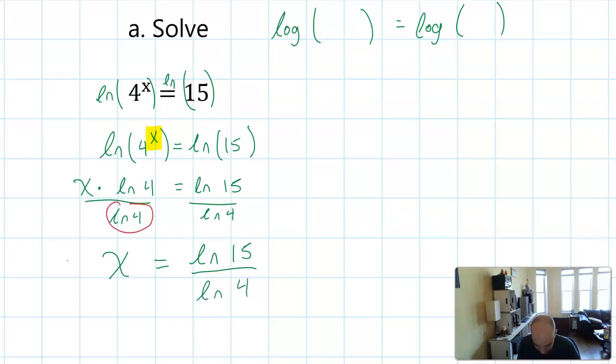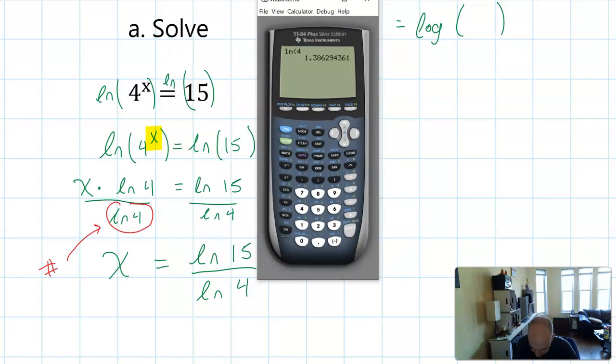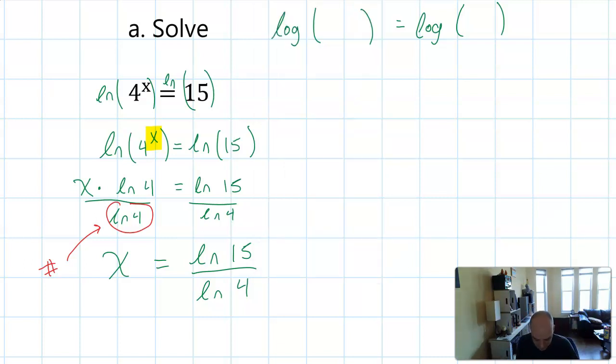It is okay to divide both sides by a log, right? This is just a number. I don't know what it is, but natural log 4 is 1.38. So if you can divide by 1.38, you can divide by natural log 4. You can't divide by natural log without the argument, but you can divide by that. You can divide by any kind of log you want.